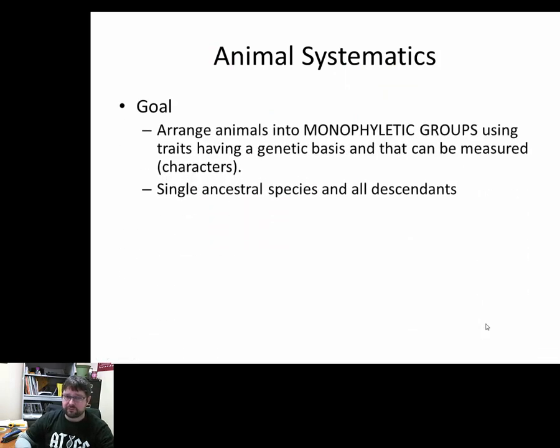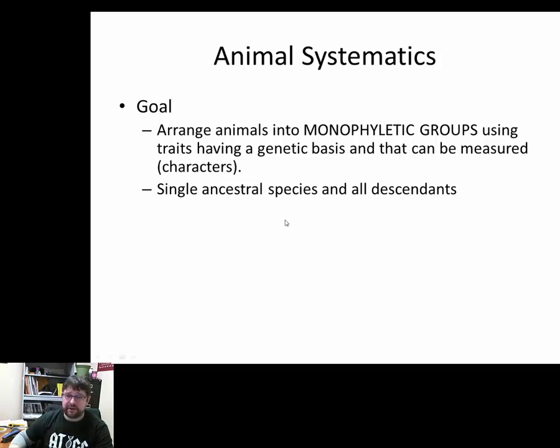All right. So the goal of systematics really is to form a monophyletic group. Okay, so like I said, the base of the tree is difficult to work out, and that bothers a lot of scientists that are systematists, in that we want to make one tree that has a single ancestral species. Okay, so that's the overarching goal, is to have one species that gave rise to others and on and on, and to be able to track it all the way back to a single ancestral species and all the descendants that came from that.